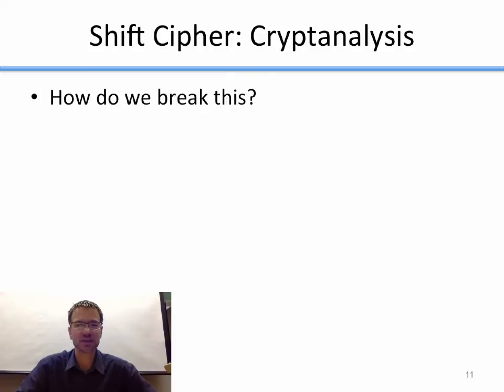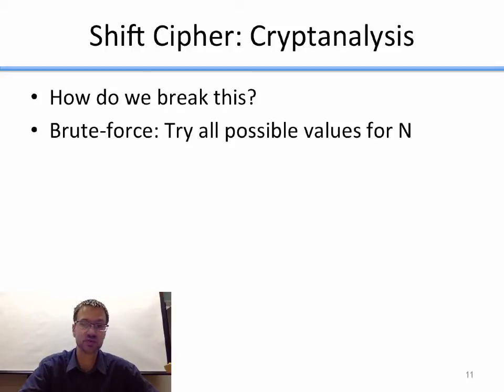Okay, so what kind of cryptanalysis can I perform on a shift cipher? How do I break this? So if I intercept a message and I know that you used a shift cipher, but I don't know what your number was, what should I do? Well, the brute force approach, meaning the slowest possible approach, would be to just try all possible values for n. I could try every number that you could possibly pick. Well, how many different possible values of n are there?